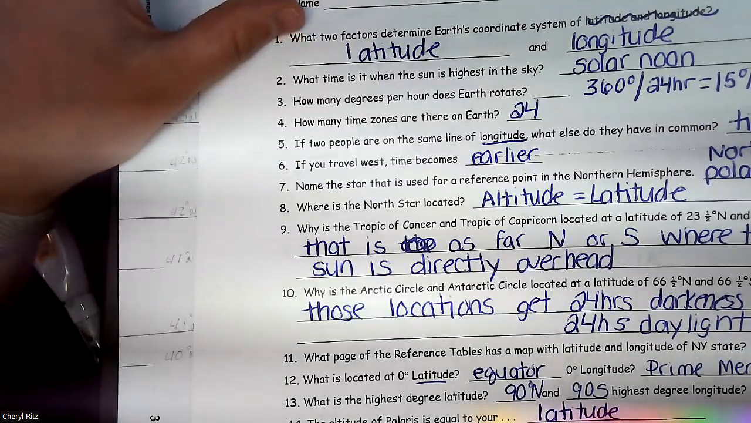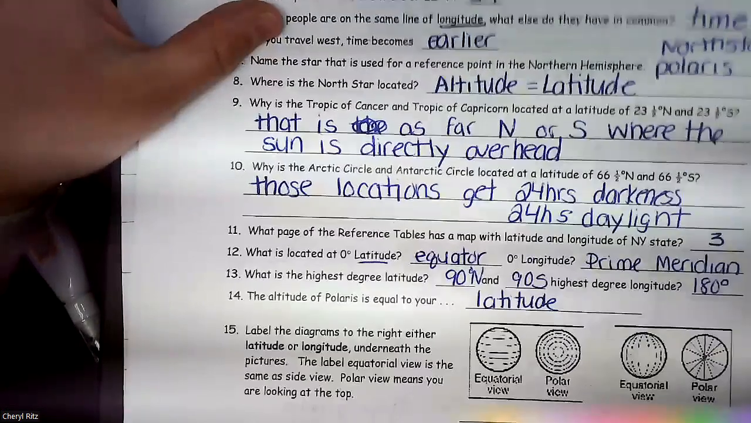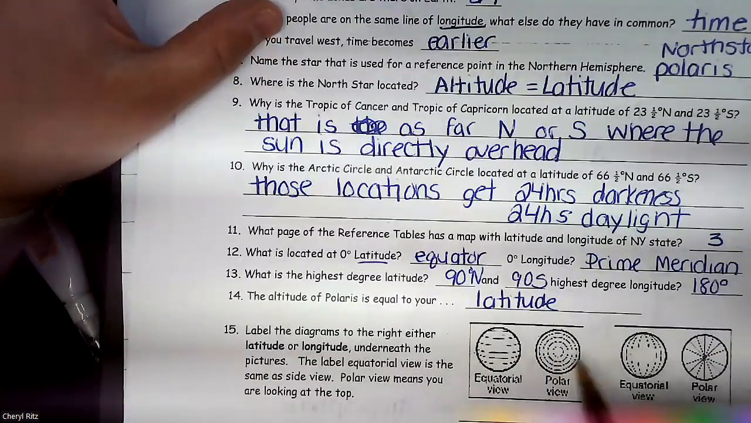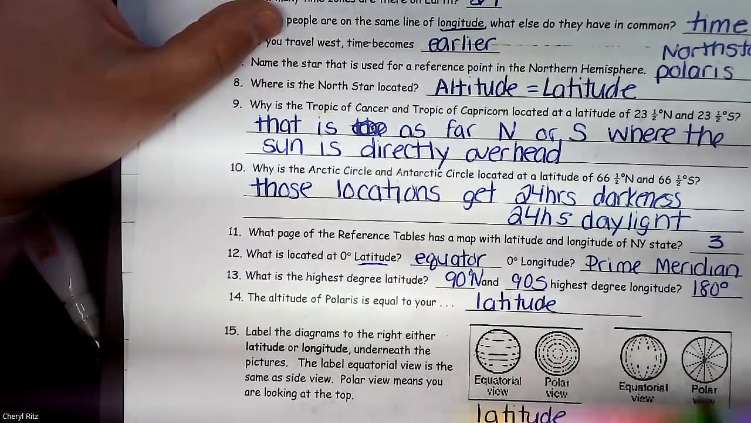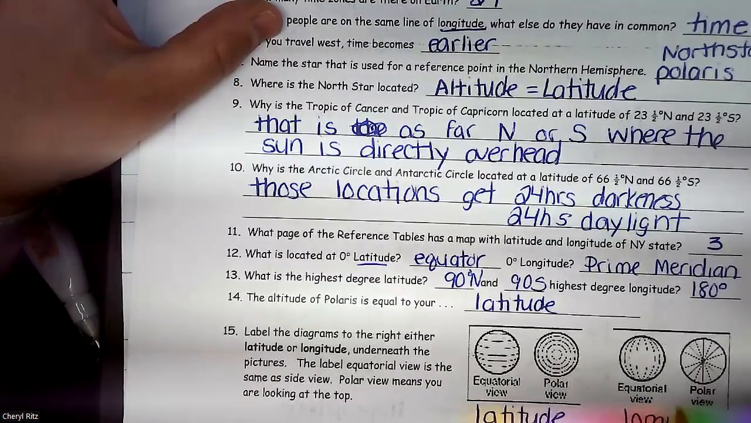Label the diagrams to the right as either latitude or longitude. Remember, latitude, flatitude, they're parallel. This one is latitude. Longitude lines meet at the poles.